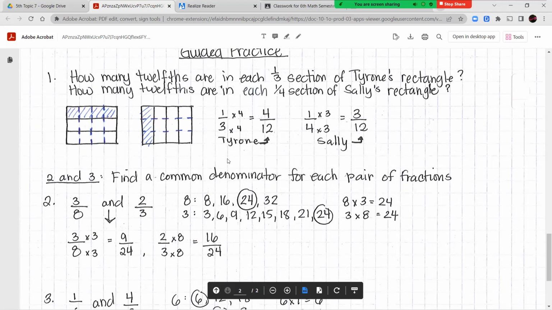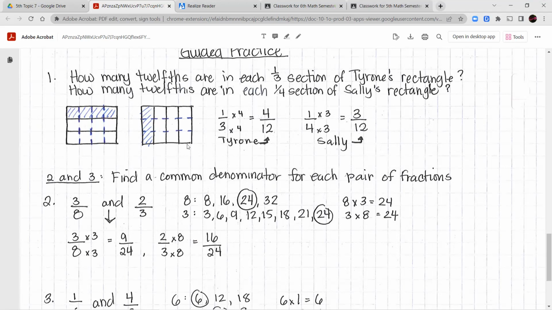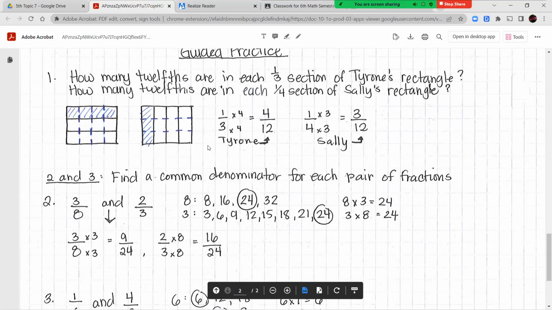Now, if I have the same size rectangle cut into 1/4 pieces, so cut into 4 equal parts, 1, 2, 3, 4, and I need to make those into 12ths. Well, how do I get from 4 to 12? I multiply by 3. So 4 times 3 will give me the 12, and then I take the numerator of 1, I multiply that by 3, give me 3. So Tyrone's rectangle would have 4/12, and Sally's rectangle would have 3/12 in each one of their sections.